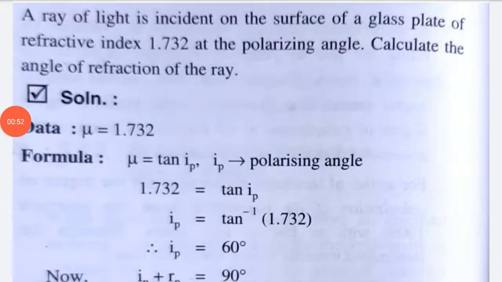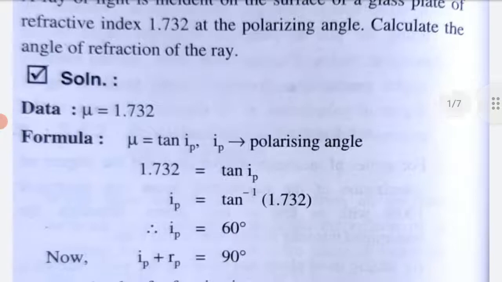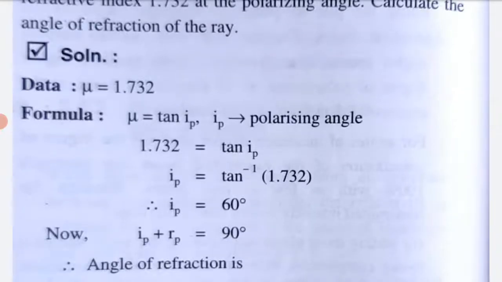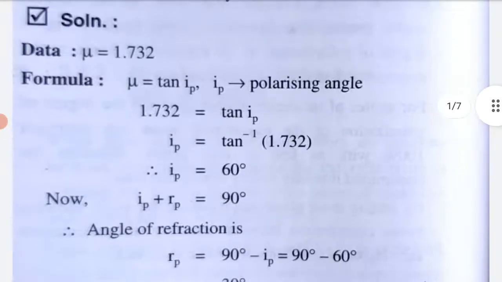Solution: mu is equal to 1.732. Formula: mu is equal to tan IP, where IP is the angle of polarization. Then 1.732 is equal to tan IP. Rearranging this equation, IP is equal to tan inverse 1.732. Then IP is equal to 60 degrees.